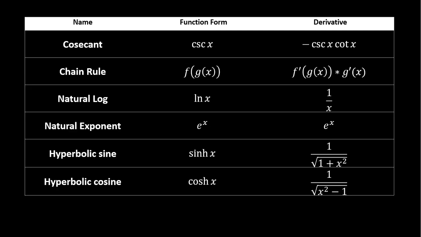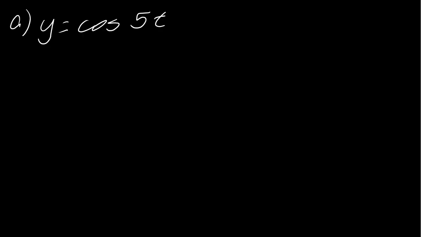I'm not going to go through all the rules, you can read them. But then what I also want to do is a few basic derivatives just in case it's been a minute. These are common things that I've noticed you have to do in Calc 3. So for this first one, we're going to take the derivative of cosine of 5t.